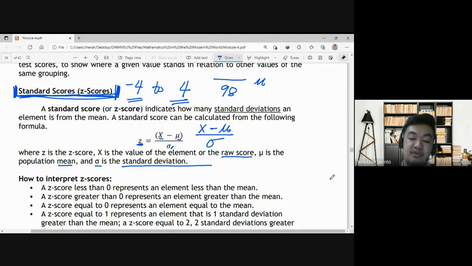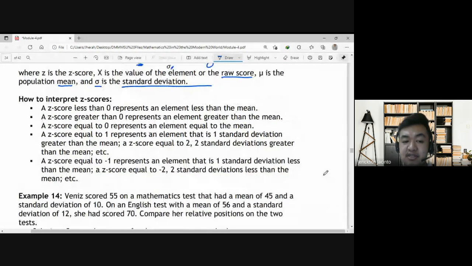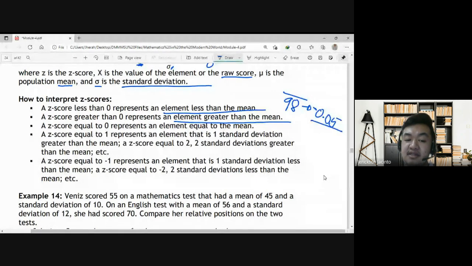So, how do we interpret z-scores? When your z-score is less than 0, the element is less than the mean. Let's say your score is 98 and the z-score is negative 0.05. Since negative 0.05 is less than 0, the element is below the mean. But when it is greater than 0, the element is greater than the mean. When the z-score is equal to 0, the element is equal to the mean, so you are at the mean or average.